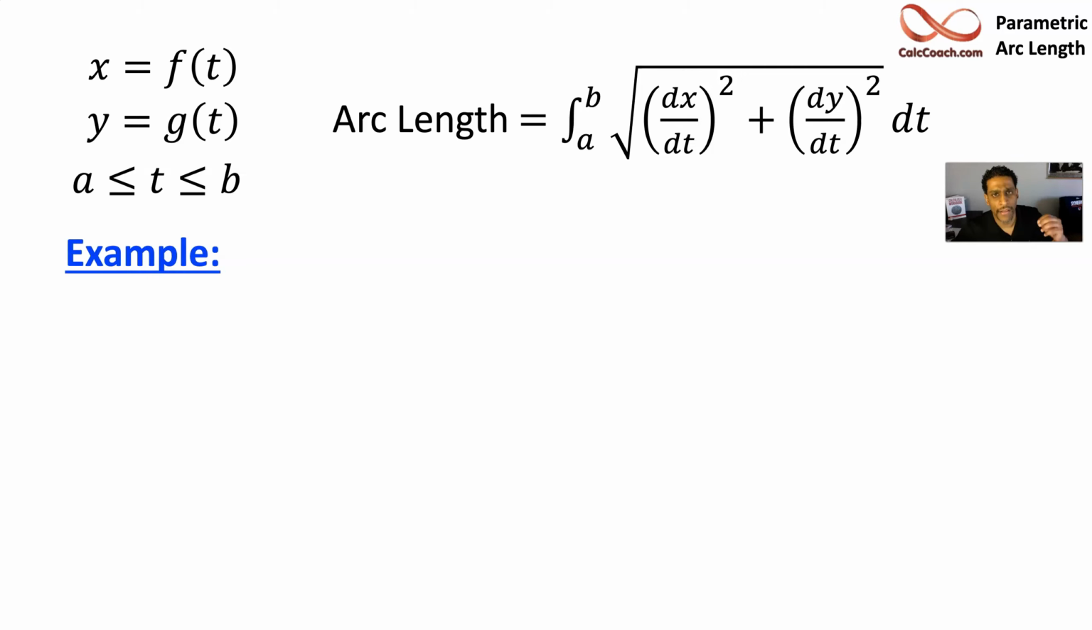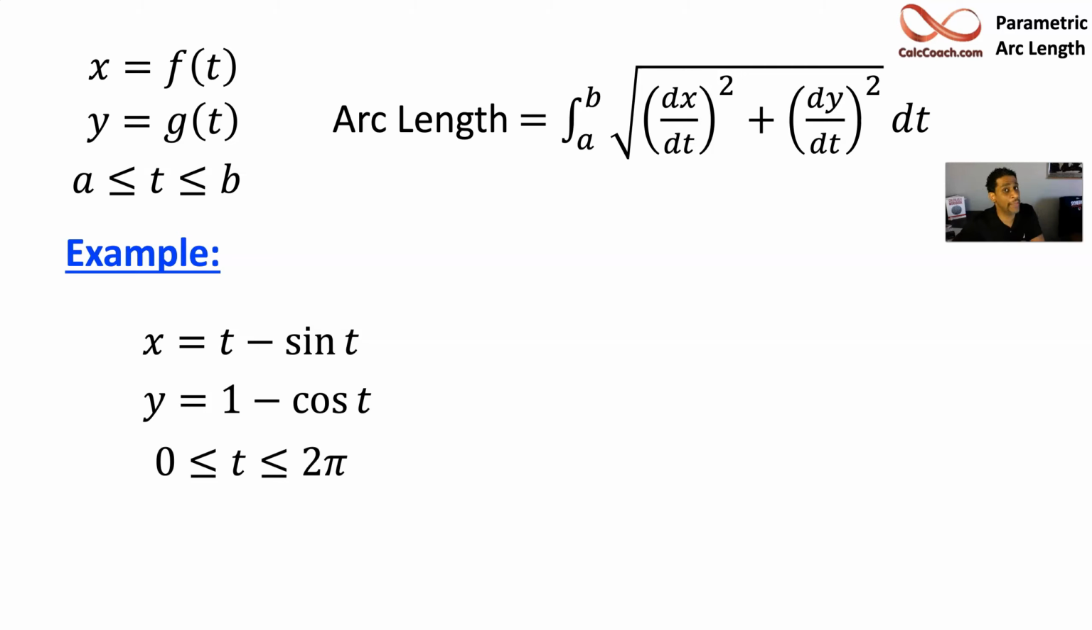We have this famous curve. It's called the cycloid. And what we are interested in is one arch of the cycloid. X is equal to t minus sine t. Y is equal to 1 minus cosine t. T goes between 0 and 2 pi.